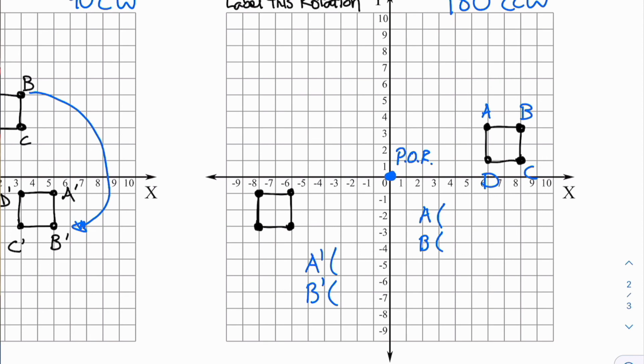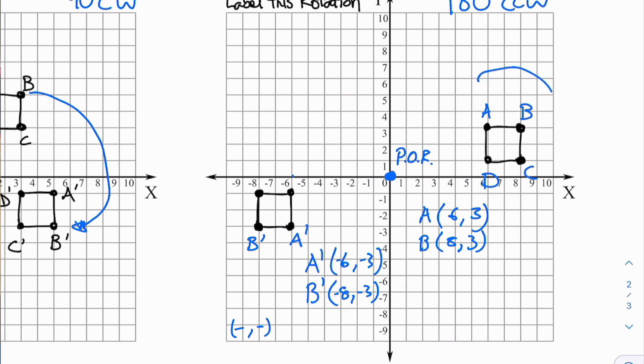So A, original image, is 6 and 3. Okay, and for B, it was 8 and 3. Okay, so going 180, we leave the digits the same. So it's still going to be 6 and 3 and 8 and 3. But because we're in quadrant 3, both are going to be negative. So -6, -3, -8, -3. So now I go and I find -6, -3. So this is going to be A prime here. -8, -3 is going to be B prime here.